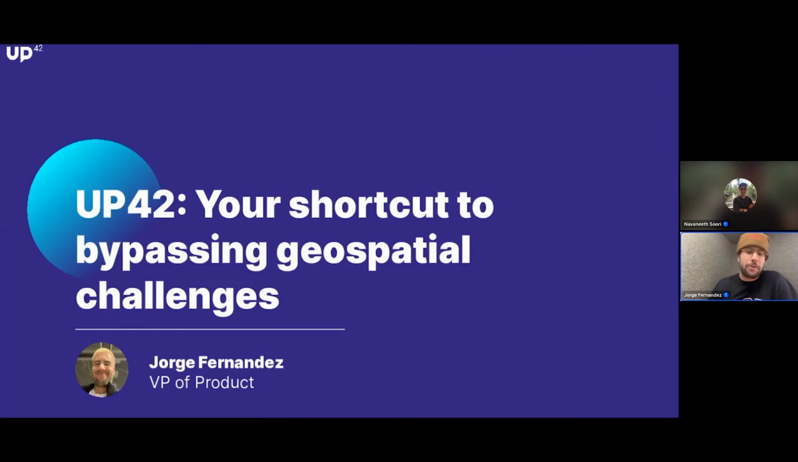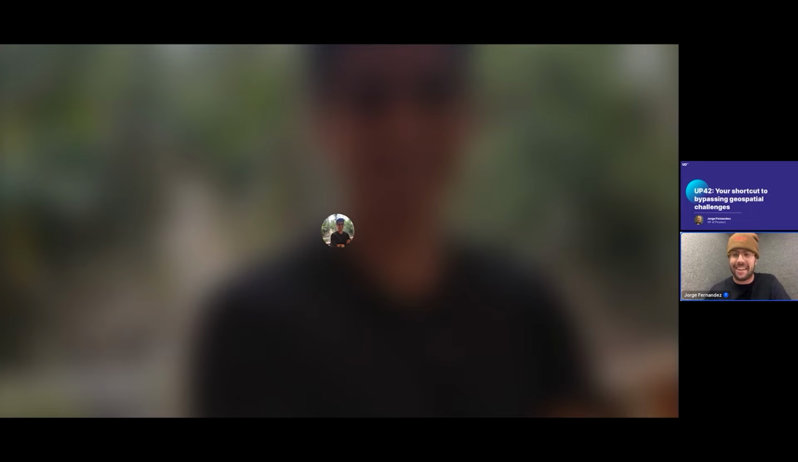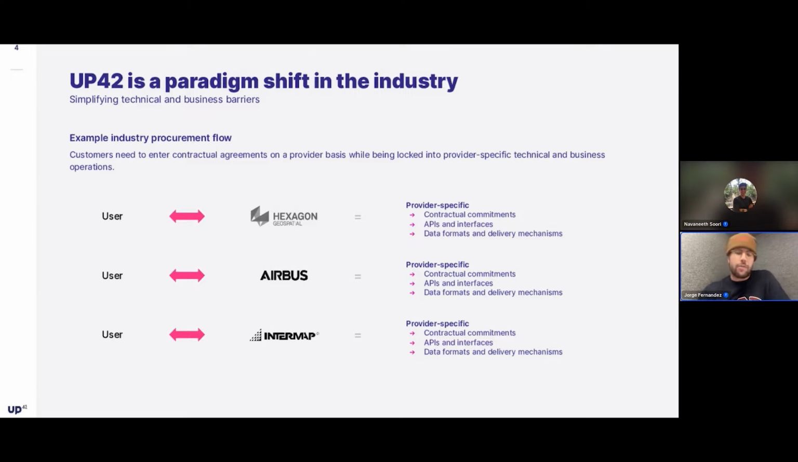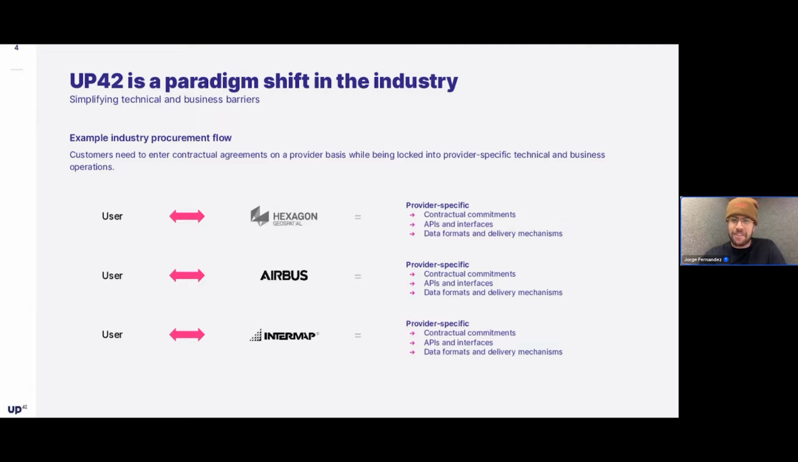So I would love to show you and talk a little bit about how to shortcut and bypass the geospatial challenges that exist in the platform. I think for us, it's really important to set up the stage. When we come to product, we like to talk about pains, and once you understand the pain, it's really easy to find the solution to it. And here, it really shows how the industry data process looks like, right? Customers need to set up contractual agreements and technical implementations with every provider that they might be interested in.